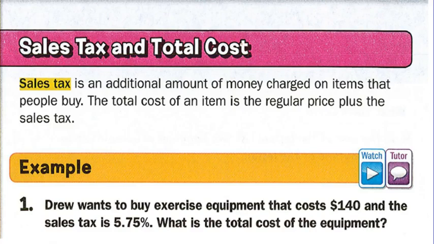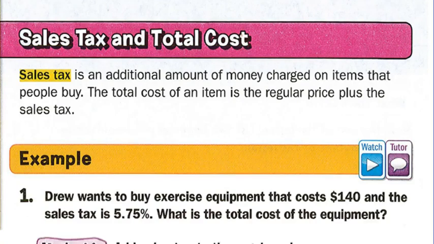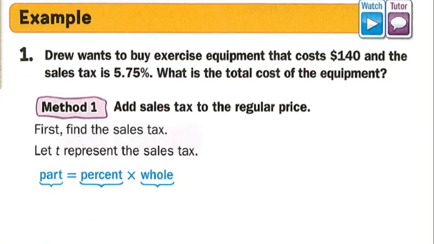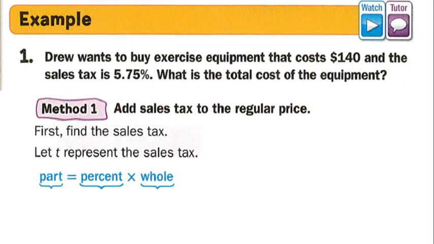And you think to yourself, well, wasn't it $4.99 like 2 seconds ago? What just happened? Well, they added the sales tax on. The cash register calculated how much sales tax was on the item. They added it to the cost, and they give you a total cost, which came out to be $5.29. All right, so let's see how that works with some examples. Drew wants to buy exercise equipment that costs $140, and the sales tax is 5.75%.